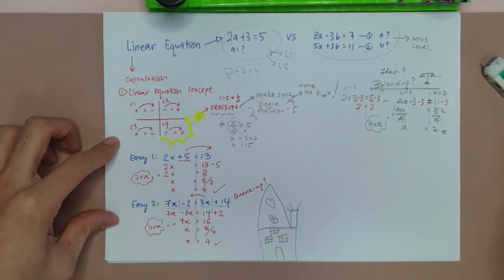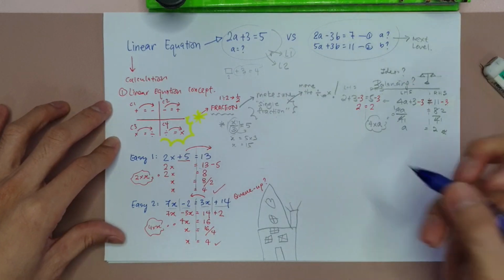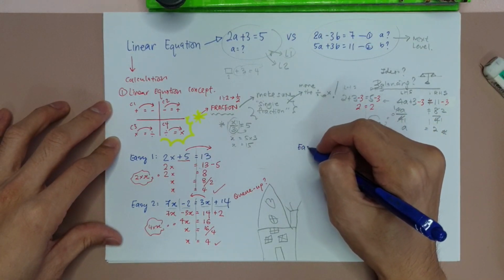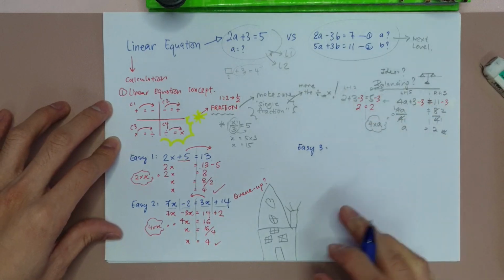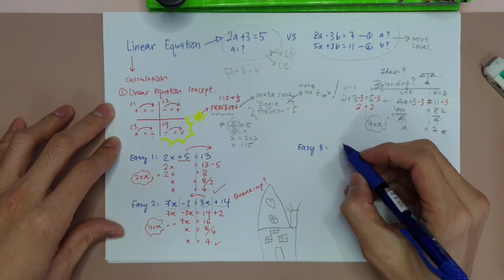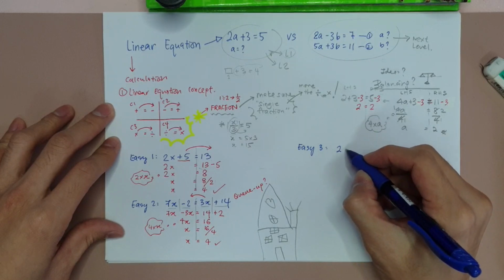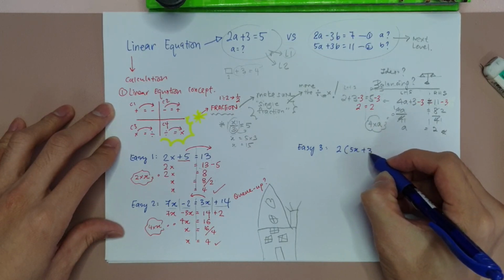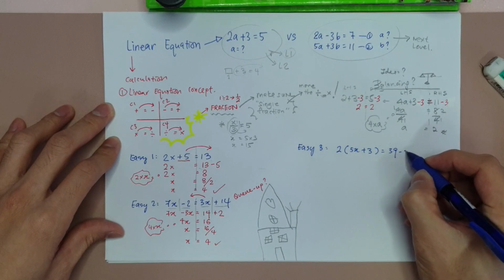Okay, so we're going to increase the level now. Increase the level into easy question number 3. So I increase the level, so it looks like this, but it involves a bit of times already, everyone. So everybody, 2 bracket 5x plus 3 equals to 39 minus x.